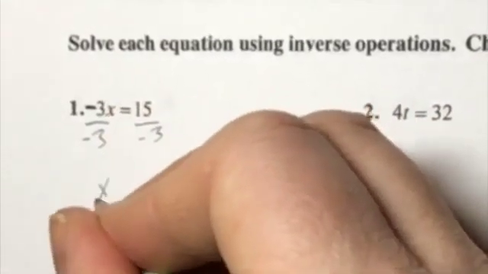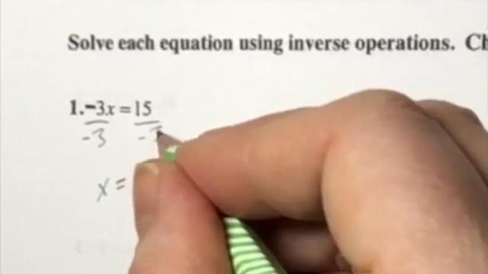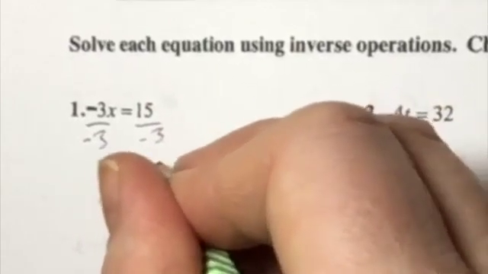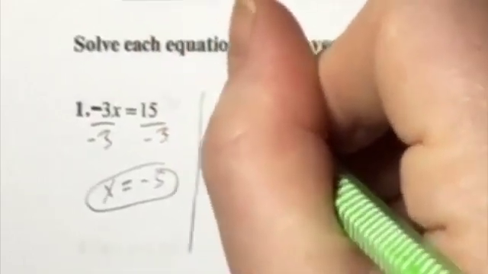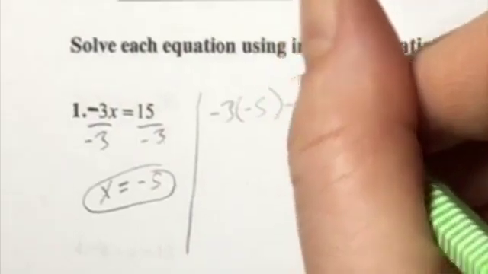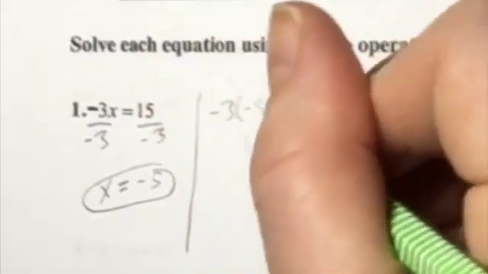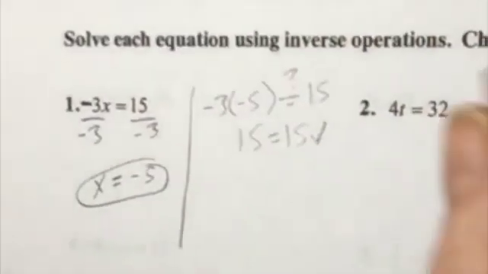Now we solve. So this will leave x alone here. 15 divided by -3 is -5. Circle: is -3 times -5 equal to 15? Negative times negative is positive. 3 times 5, 15. 15 equals 15. Check. It's a check, not a V.